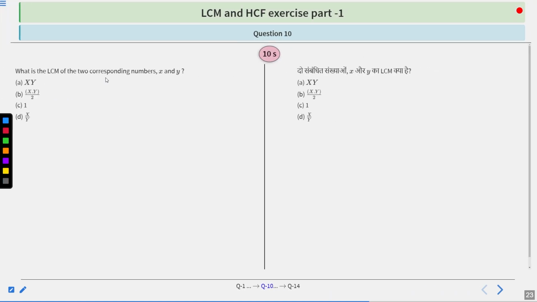What is the LCM of two co-prime numbers x and y? So x and y are two co-prime numbers. We have to find their LCM, and options are x into y upon 2, 1, or x upon y. These are the options.